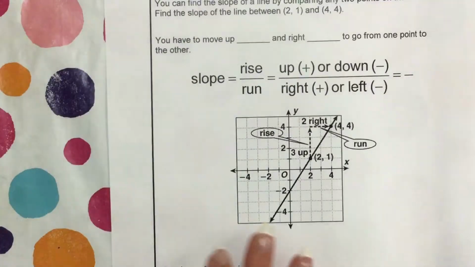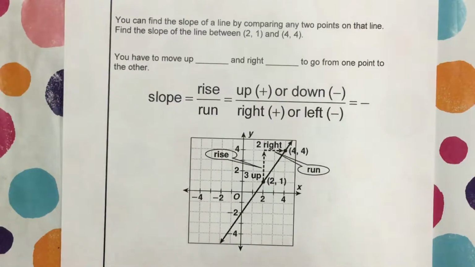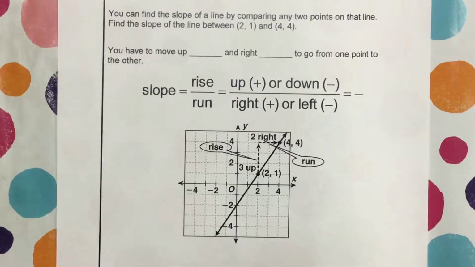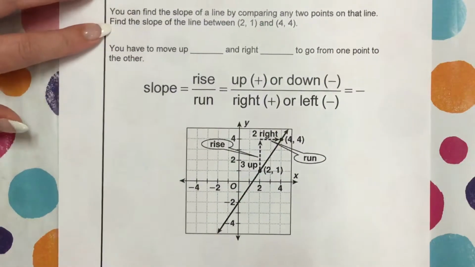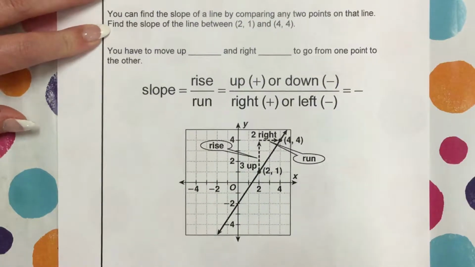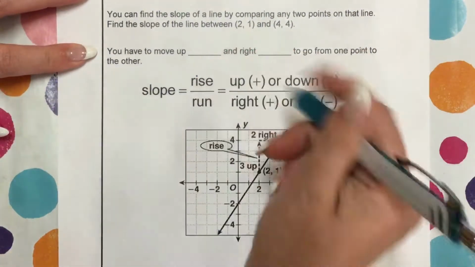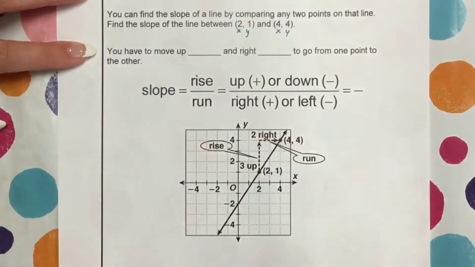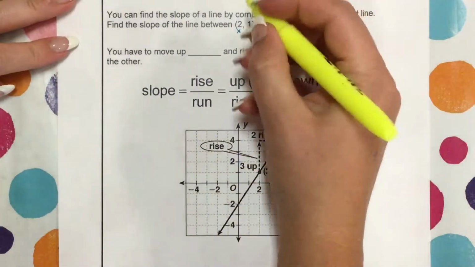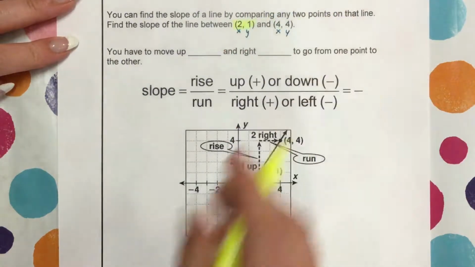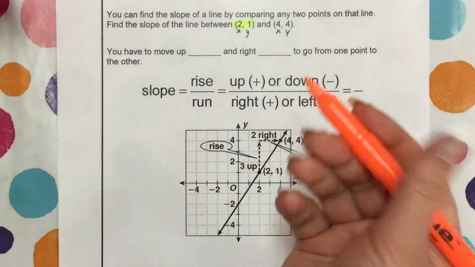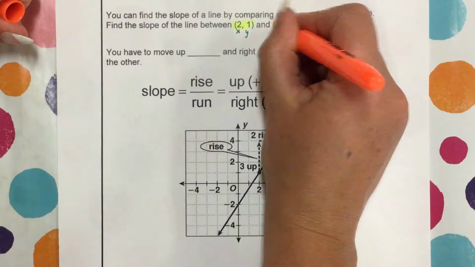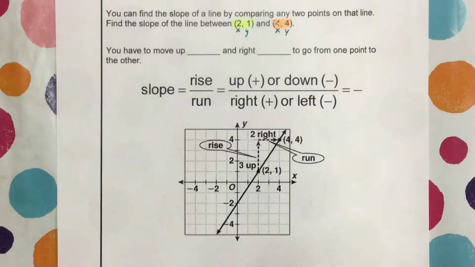All right, let's go ahead and turn the page. You can find the slope of a line by comparing any 2 points of that line. What we're going to do is find the slope of the line between 2 points. And remember that we have 2 points here. This represents the x and the y. This represents the x and the y. Okay, so we have 2, 1 and we have 4, 4. So let's figure out what the slope is between those 2 points.